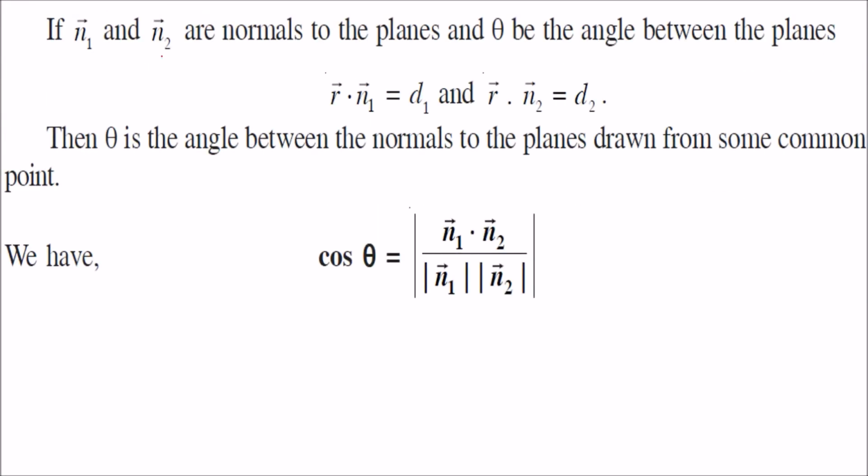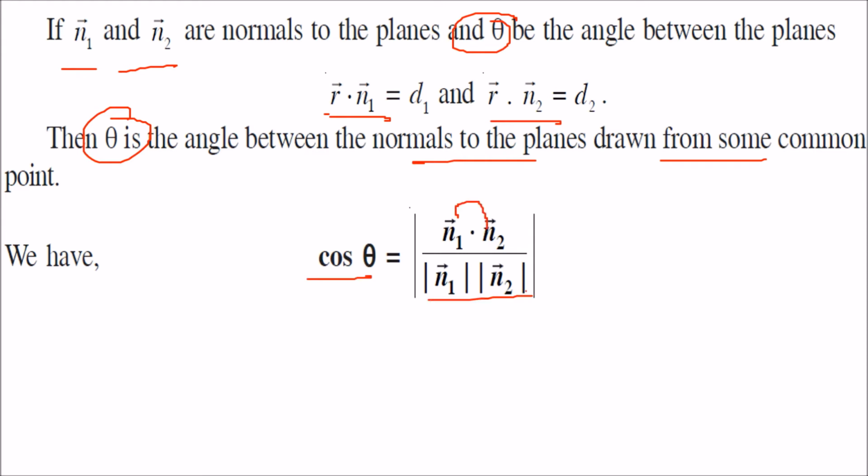So if n1 and n2 are normals to the planes and theta is the angle between the planes, you can simply write the equations of the planes as r dot n1 equal to d1, r dot n2 equal to d2, and theta is simply the angle between the normals of the planes. If you draw them from some common point, we have already known that cos theta will be n1 dot n2 divided by the magnitudes of n1 and n2.